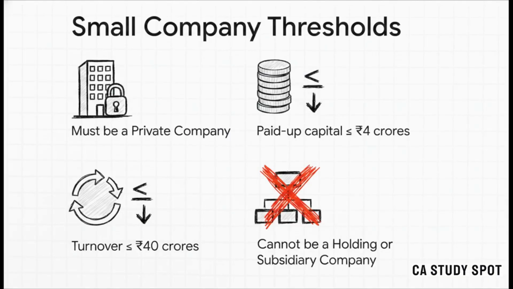First, it has to be a private company. Its paid-up share capital, that's the actual money shareholders have paid for their stock, can't be more than 4 crore rupees. Then, its turnover, the total money from sales, has to be 40 crore rupees or less. And one last thing. It can't be part of a larger corporate family. It has to be independent to get these benefits.